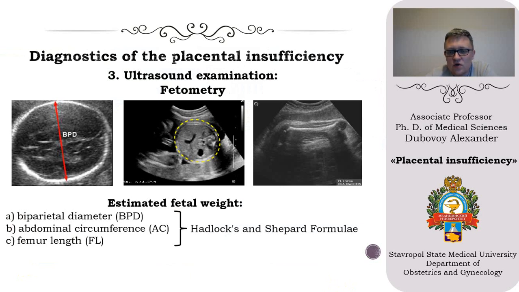To determine the estimated weight of the fetus, it's very important to conduct an ultrasound examination. It's important to know that ultrasound isn't an accurate test method, but it is necessary for an approximate determination of the conformity of the size of the fetus to the gestational age. Estimated fetal weight uses biparietal diameter, abdominal circumference, and femur length, with Hadlock's or Shepard's formula, mainly Hadlock's formula.